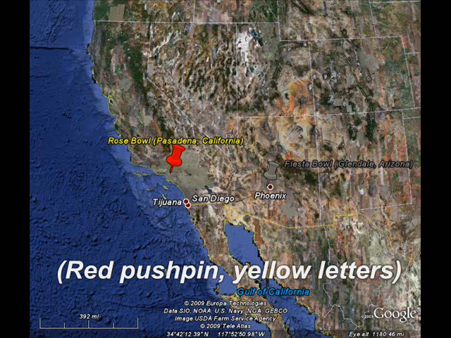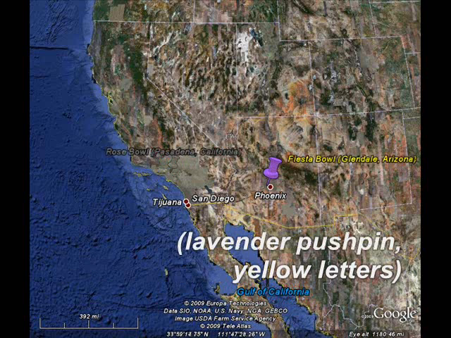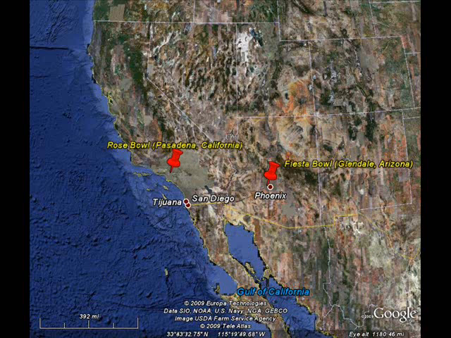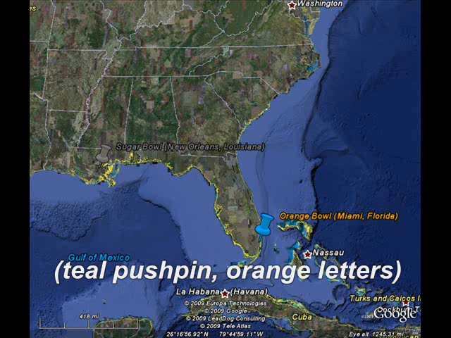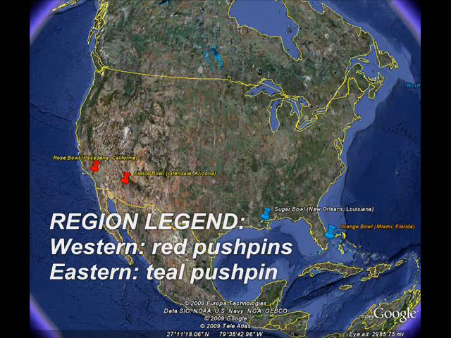The Rose Bowl is played in Pasadena, California. The Fiesta Bowl is played in Glendale, Arizona. This would be your Western region. For the Eastern region, the Sugar Bowl is played in New Orleans, Louisiana, while the Orange Bowl is played in Miami, Florida. The top seed will play in the quote-unquote region of where the BCS National Championship game will be played. The BCS Bowl, consisting of where the second seed is, determines who makes up the other region.